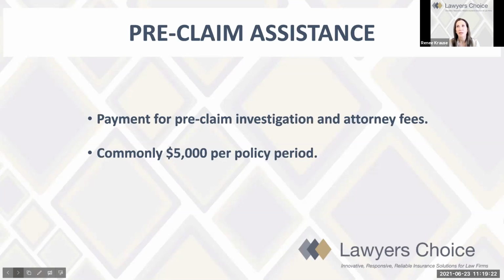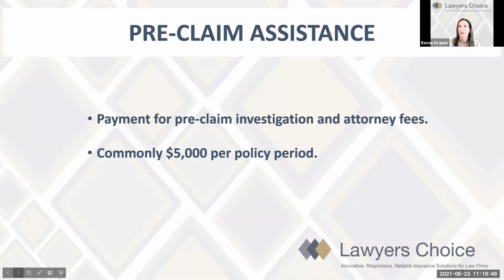And the $5,000 is not part of your deductible. It doesn't affect your limits. It's just straight up $5,000 for you to spend on investigating and determining before something is a claim whether or not it should be reported. So that's a nice feature. And again, remember, if that amount is too low for you, you can always ask for it to be increased.